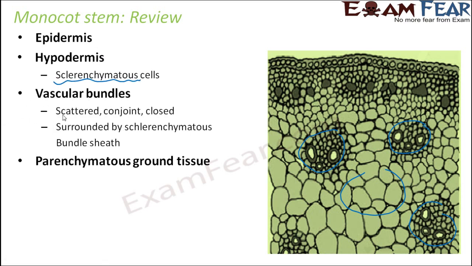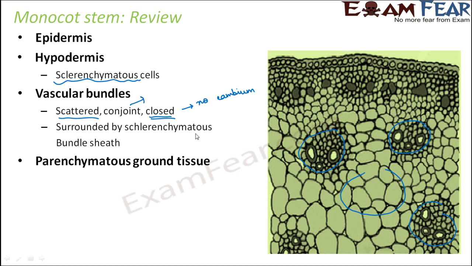Vascular bundles are scattered, conjoined and closed. What do we mean by closed? There is no cambium, so no meristematic tissue which can produce secondary xylem and phloem. It is just the xylem and the phloem. That is why it is closed. And why is it conjoined? Because it is not a radial arrangement, right? You have xylem and phloem together in one vascular bundle. You do not have one xylem, one phloem, one xylem, one phloem. That arrangement is not there.